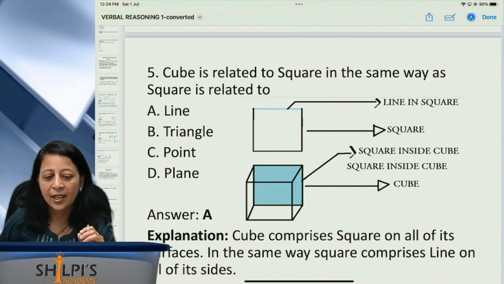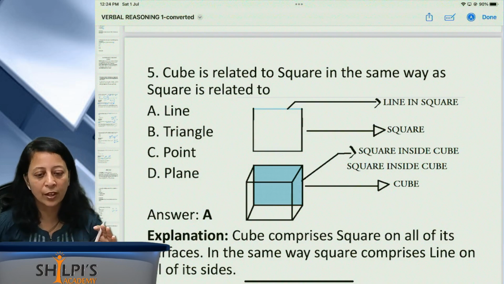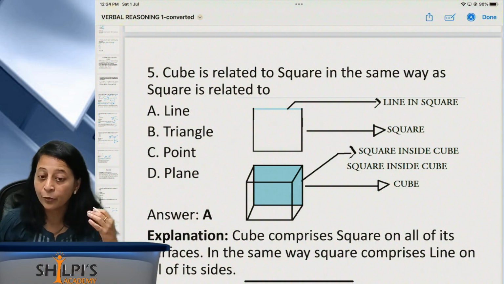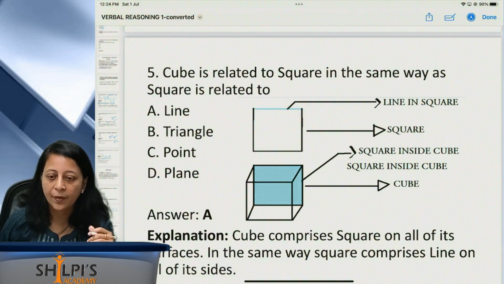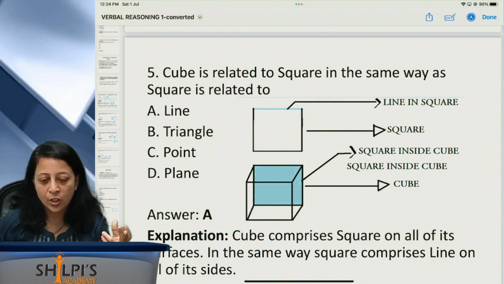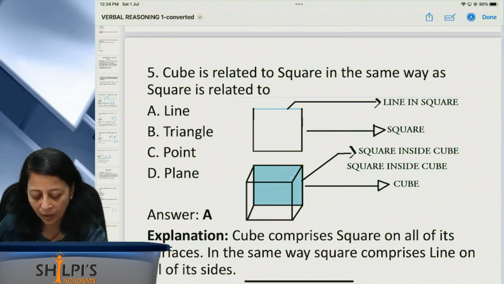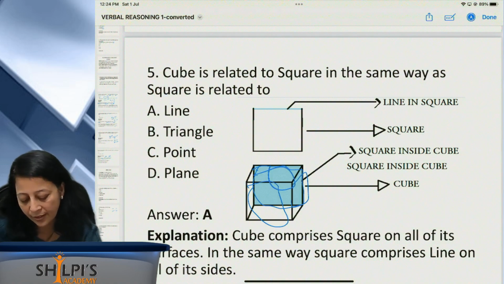Next one is related to symbols or mathematical figures. Let's see how it is. Cube is related to a square. In the same way, square is related to what? In a cube, there is a square. Can you see that a cube comprises squares on all its surfaces? It has a square here, here, here, everywhere there is a square.